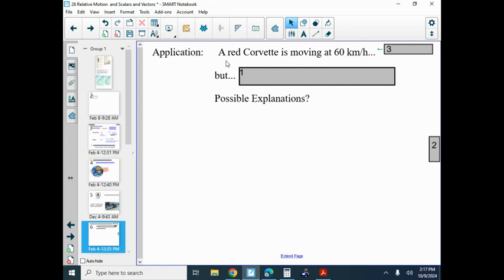So just a quick application of this. You have a red Corvette, doesn't matter the red, I suppose, moving at 60 kilometers per hour. But it's moving at 60 kilometers per hour, but there's a twist.